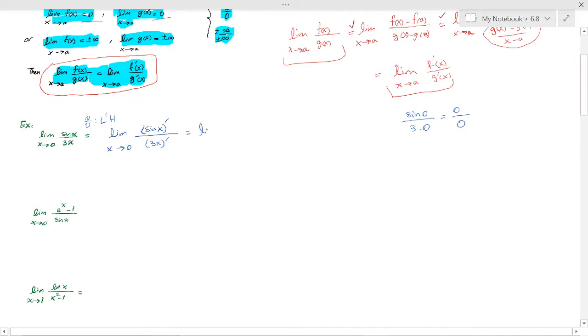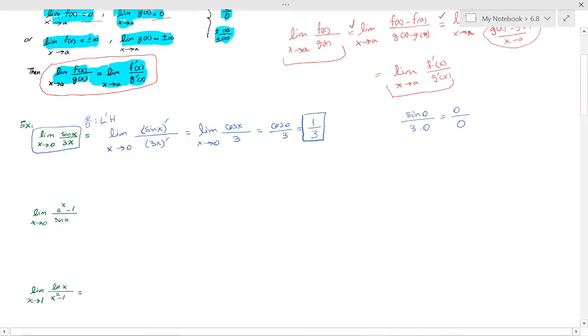Now I'll simplify. What is the derivative of sine x? It is cosine x. The derivative of 3x is simply 3, as x approaches 0. Now if we replace 0, what we get is cosine 0 divided by 3. Cosine 0 is 1, so 1/3. And what we found is basically the limit, which means the limit of sine x divided by 3x is 1/3.